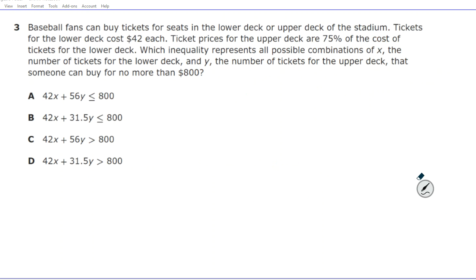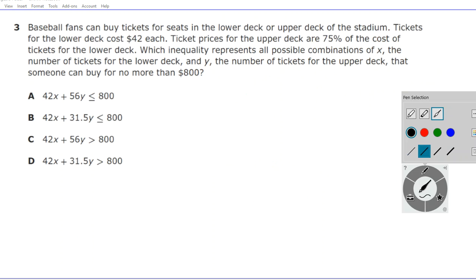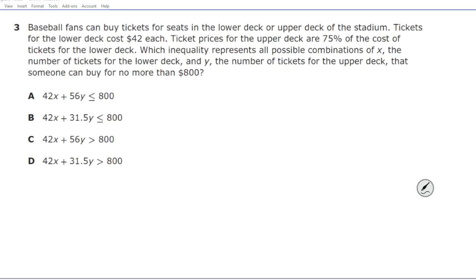Alright, let's take a look at question number 3. It reads, baseball fans can buy tickets for seats in the lower deck or upper deck of the stadium. Tickets for the lower deck cost $42 each. Ticket prices for the upper deck are 75% off the cost of the tickets for the lower deck. Which inequality represents all possible combinations of x, the number of tickets for the lower deck, and y, the number of tickets for the upper deck that someone can buy for no more than $800.